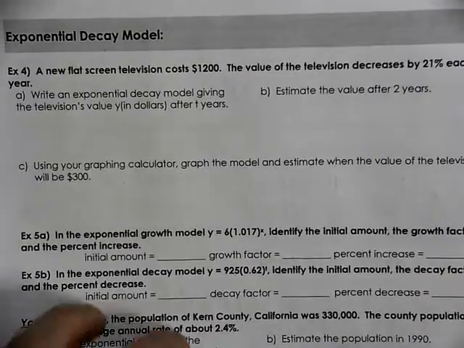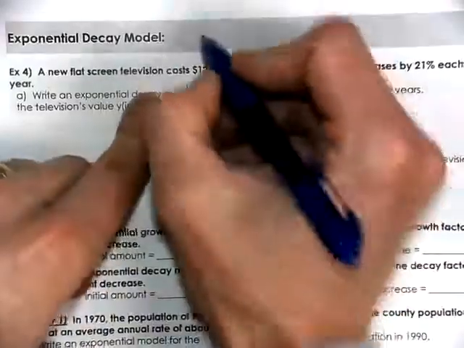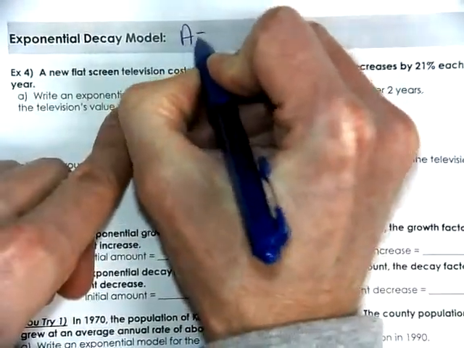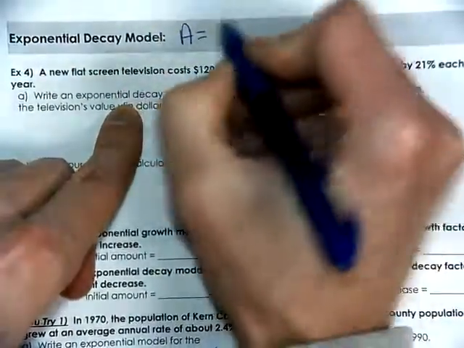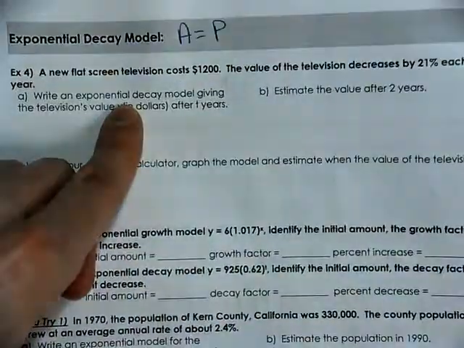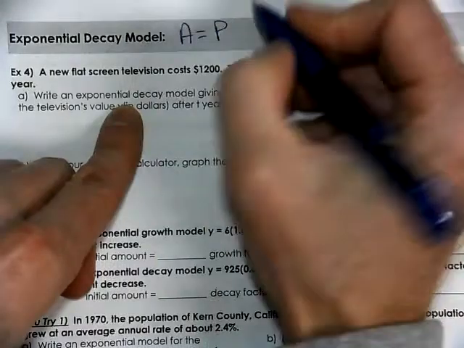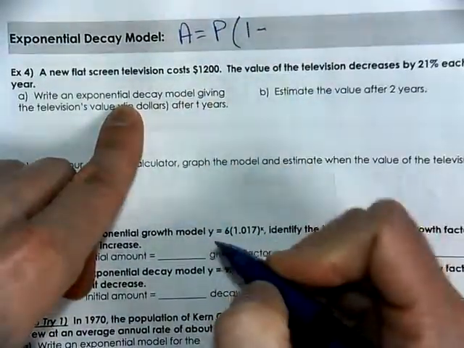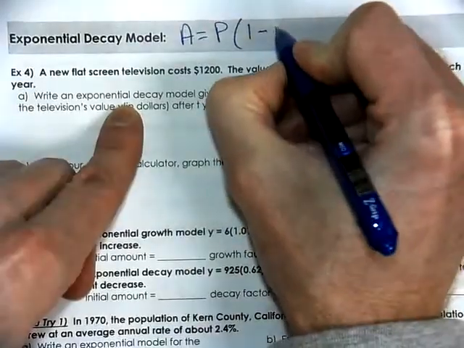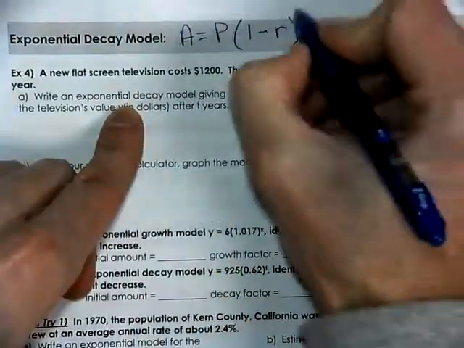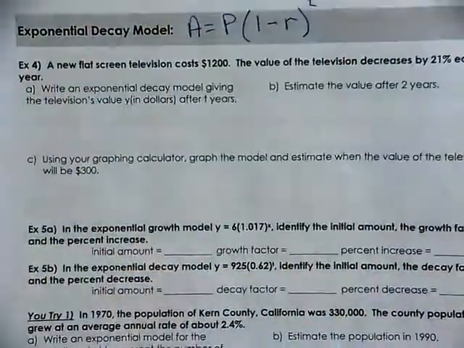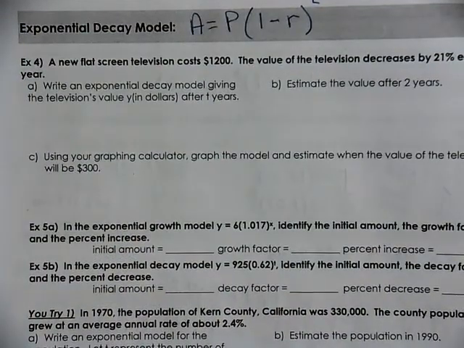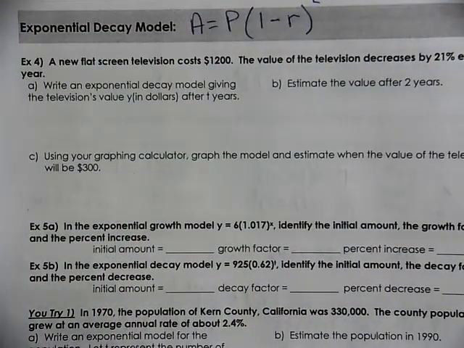Now, when we talk about exponential decay, that's going to be the same idea. We have an amount. We have our initial amount that we're going to have. This would be 1 minus r to t. This is not compound interest. This is just a decay model.